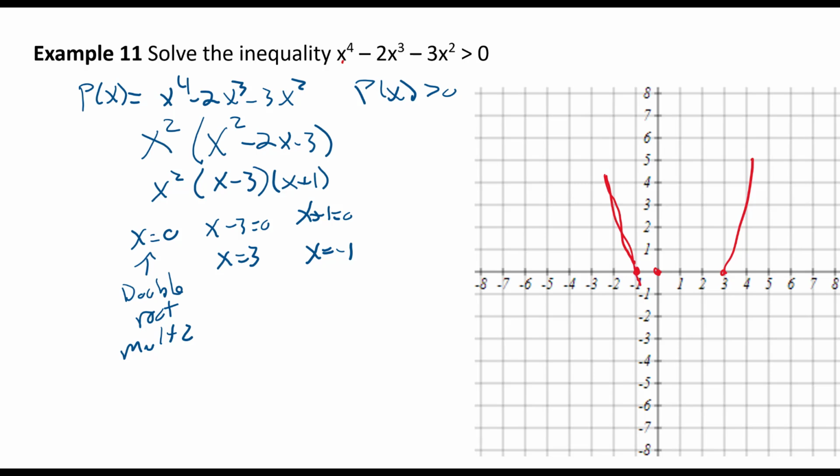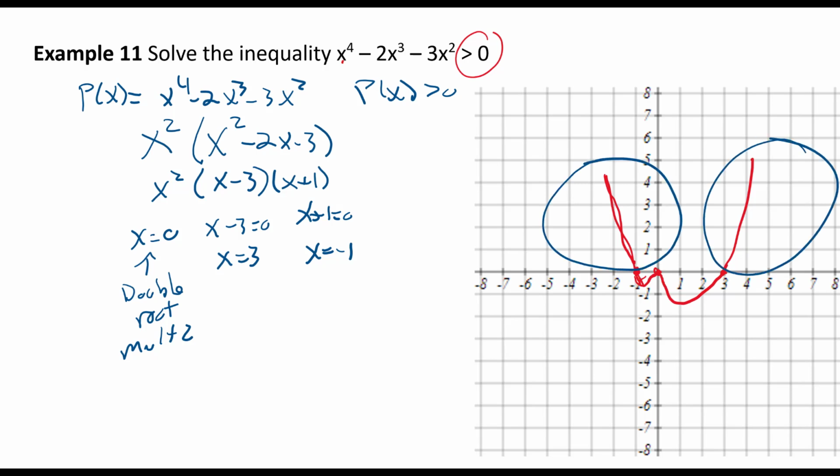It crosses because this is an odd root. This is an even root, so it's a double root, so it touches there and goes back down, comes back up. And then this graph is not necessarily accurate. But what we're after is what's above the x-axis and what's below. And so we want to know what's above the x-axis. So again, this here and this here, that's going to be negative infinity up to negative 1, union that with 3 to infinity.